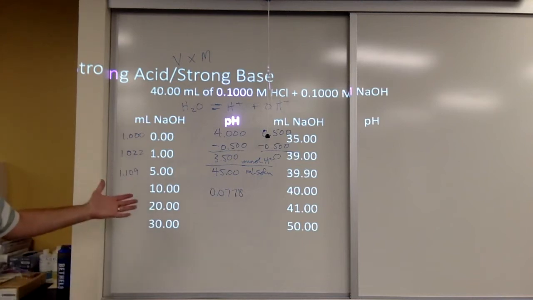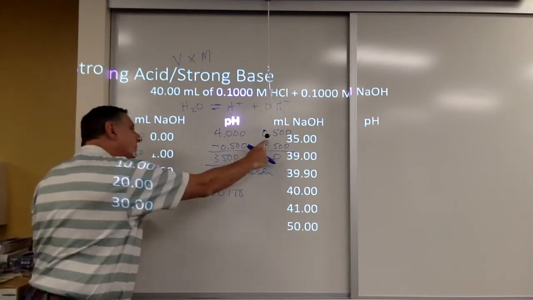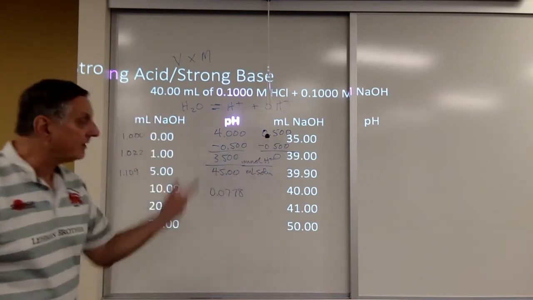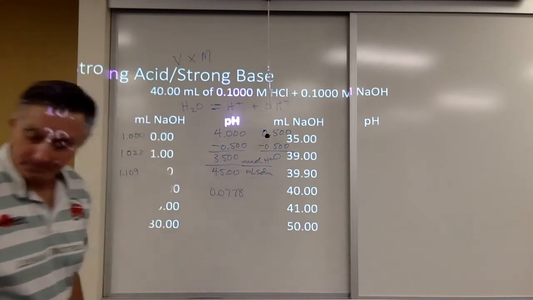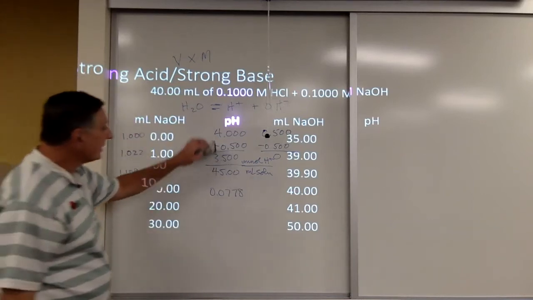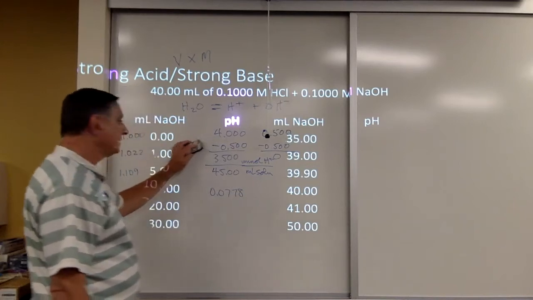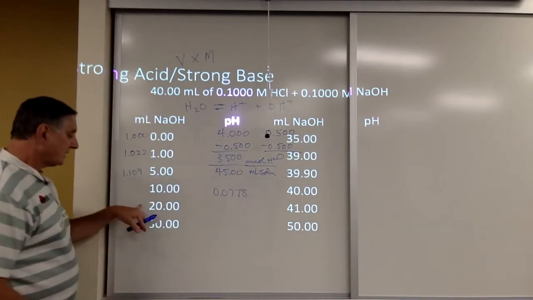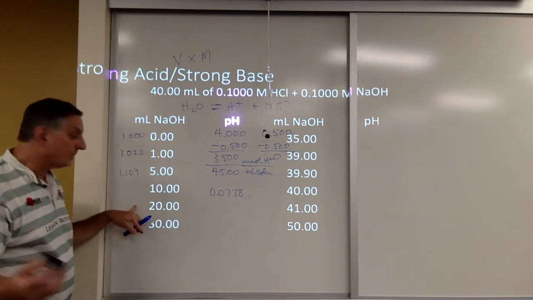And we keep doing this. At 10 mils, we have 1 millimole. At 20 mils, we have 2 millimoles. And we just keep on doing this right up until we get to 39.9 and then 40. So let's quickly do this with 20 mils.